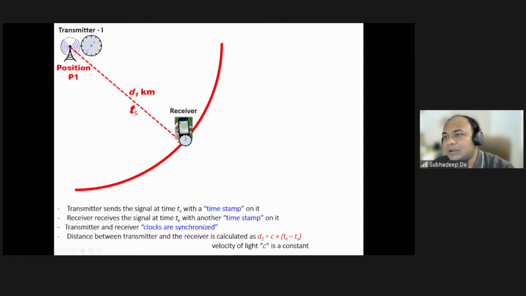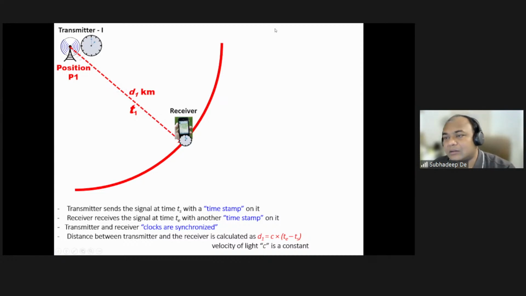So this is the time it took to travel from the transmitter to the receiver, and it is traveling at the speed of light. If you multiply the speed of light with this time difference, let's say that is t1, then your receiver, that is your mobile device, can calculate at what distance the transmitter is, that is distance d1. But you don't know exactly in which location the transmitter is, because it can be on the circumference of a circle which has a radius of d1.